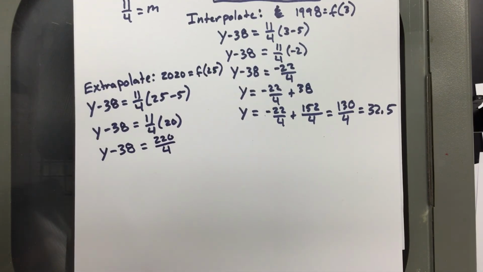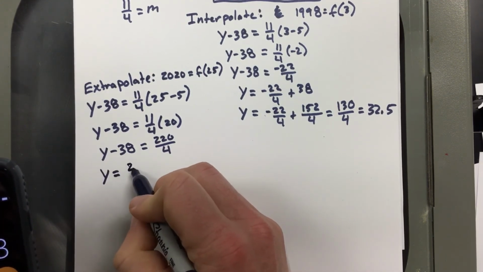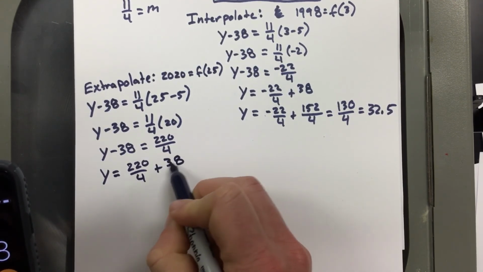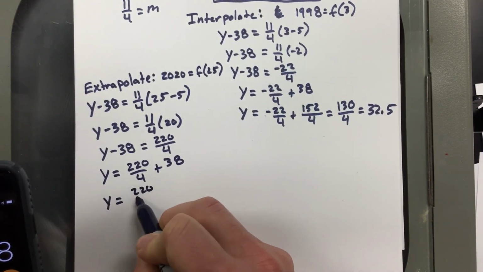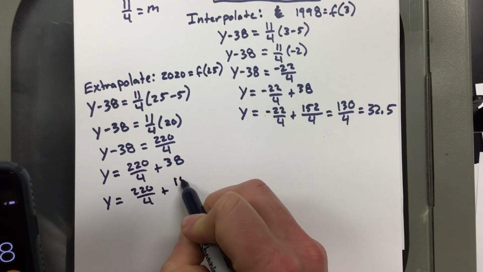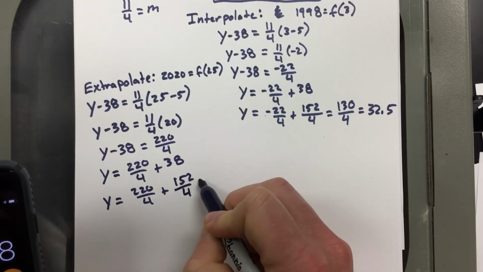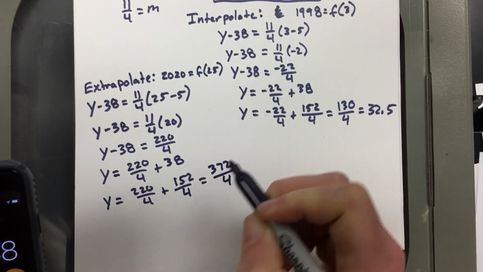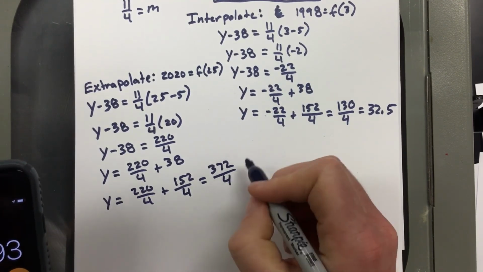Then I can add the 38 over. So I get y equals 220 over 4 plus 38. Now I just need to change this to the same denominator. So I get y equals 220 over 4 plus 152 over 4. That's going to give 372 over 4. And if I take 372 divided by 4, I get 93.